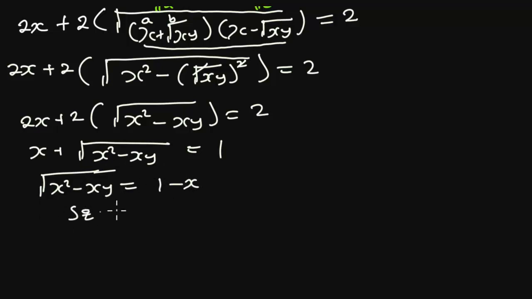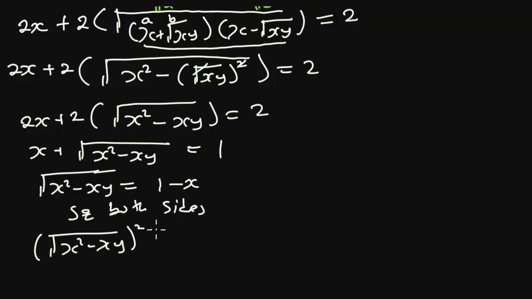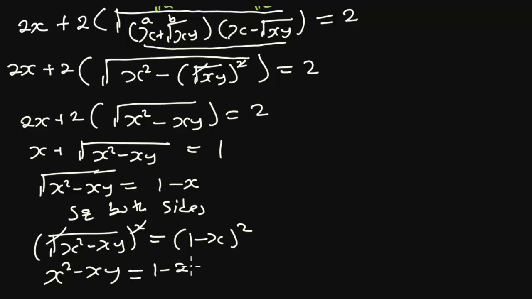So from here we are going to square again. So we are going to square both sides to be able to get rid of this square root. So we are going to have minus xy all squared is equal to 1 minus x all squared. And from here, the squared over here will take care of the square root. So we are going to have x squared minus xy to be equal to 1 minus 2x plus s squared.